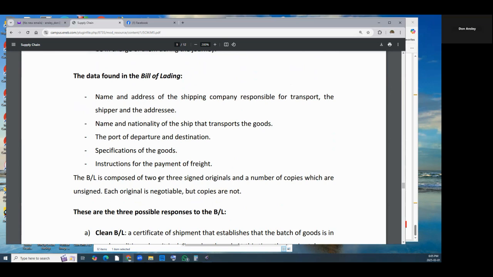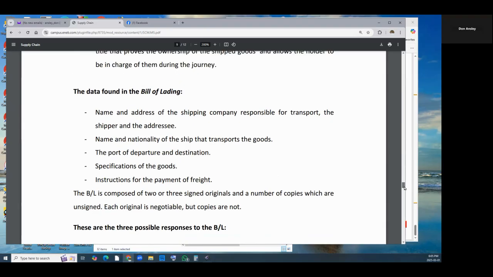The B/L is composed of 2 or 3 signed originals and a number of copies which are unsigned. Each original is negotiable, but copies are not. These are 3 possible responses to the BL, bill of lading.